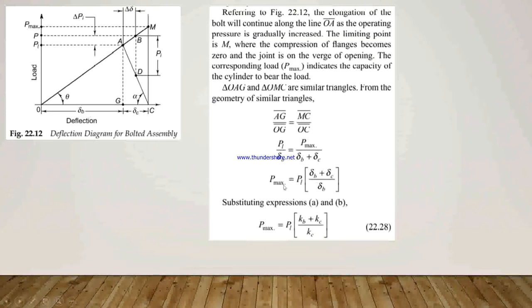If we refer to figure number 22.12 again, the elongation of the bolt will continue along the line OA as the operating pressure is gradually increased, and the limiting point is point M, where the compression of the flanges becomes zero and the joint is on the verge of opening. The corresponding load P max is given here, which indicates the capacity of the cylinder to bear the load. That's why it is P maximum.